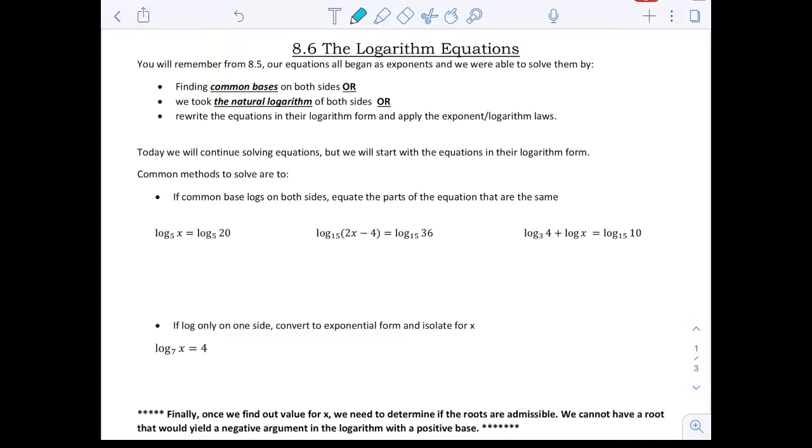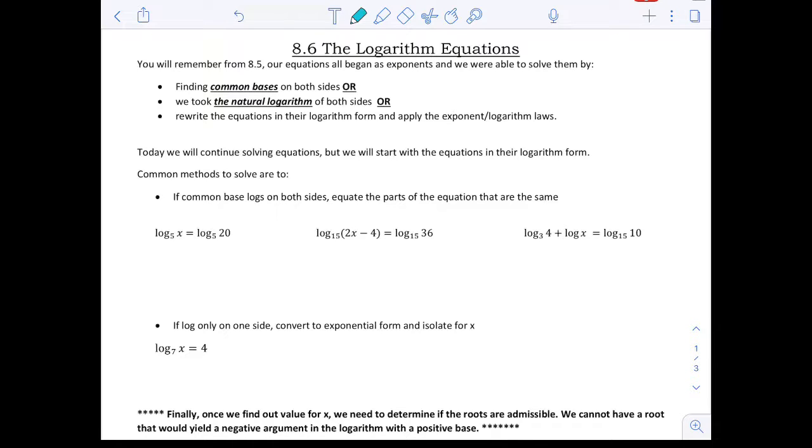In 8.5, we changed it to logarithm by taking the natural log of both sides. And in 8.6, we're going to start with the log and put it back into exponential form, potentially. Both are fine. So today we're going to continue solving equations, but we will start with equations in logarithm form. So the first one that we see here, it says, common methods are to, if the base is the same on both sides, equate the parts that are the same.